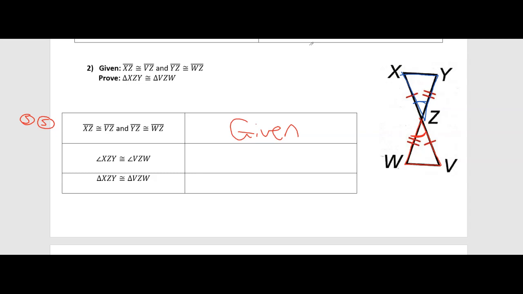Well, what's a reason for why those angles are congruent? What's the property, theorem, postulate, etc., that makes those angles congruent? Well, it's going to be the vertical angles theorem, right? They're formed by 2 intersecting lines and they're across from one another. Vertical angles theorem. And this would be a little a. So we've proved 2 sets of sides and 1 set of angles congruent.